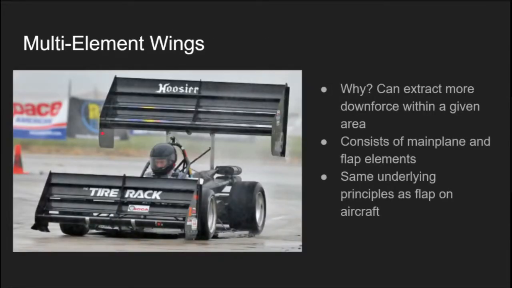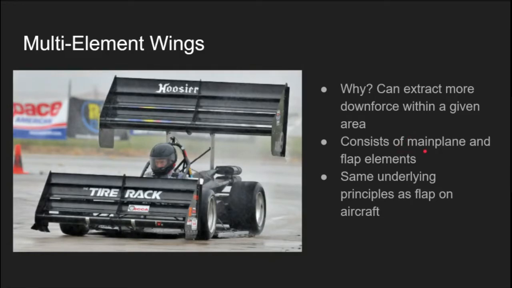All right, so multi-element wings. Why do we use multi-element wings? Because we can extract more downforce within a given area, right? We're generally limited by the amount of area we have by rules, like we only have a certain area between the rear tires, for example, and a certain height from the ground, and we can only work within that area. So what can we do to try and improve it? You can have a single element there. It would still work, but you can make it better, right?